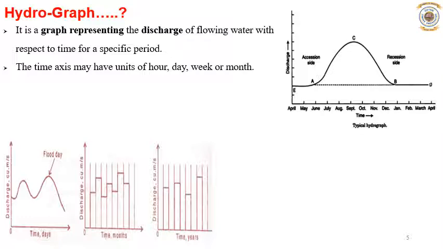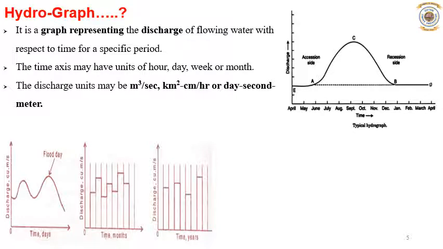So the hydrograph of a stream or river will depend on the characteristics of the catchment and precipitation over the catchment. Okay, a hydrograph will assess the flood flow of rivers, and hence it is essential that an anticipated hydrograph could be drawn for the river for a given storm. The discharge units may be meter cube per second, or centimeter per hour, or a day second meter.